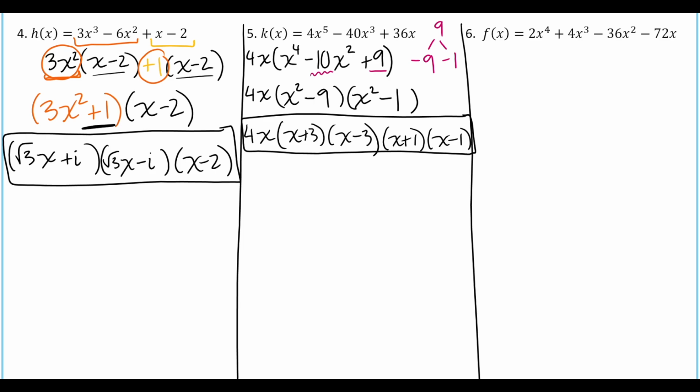All right, let's try one more. First rule, do they have anything in common? Yes, they do. They each have an x, and I can divide each term by 2 as well. So I'm going to go ahead and do that. 2x, left with x cubed plus 2x squared minus 18x minus 36.